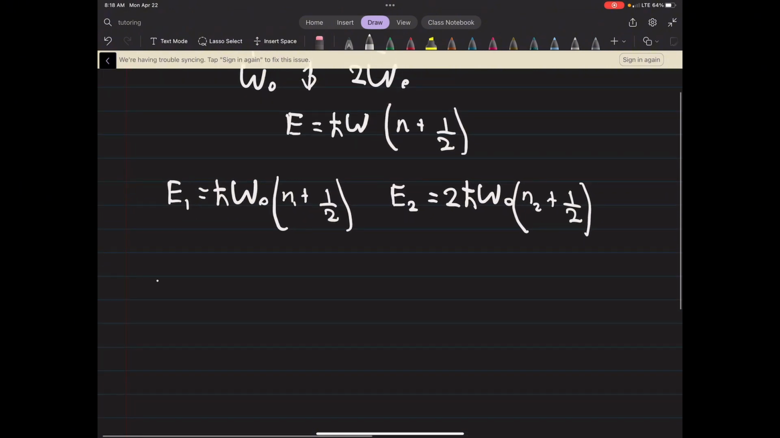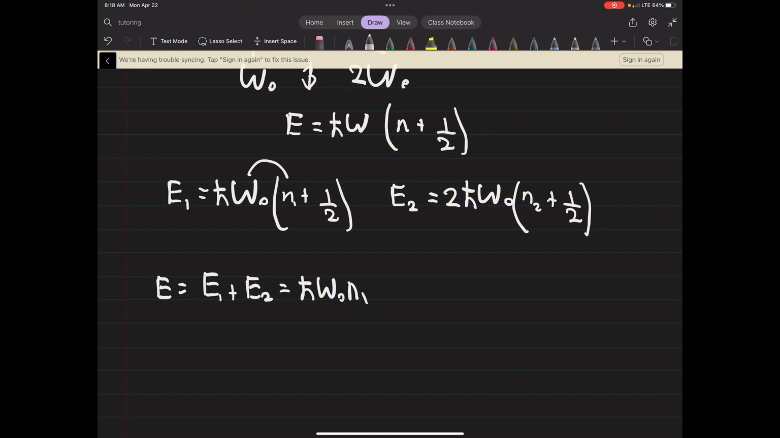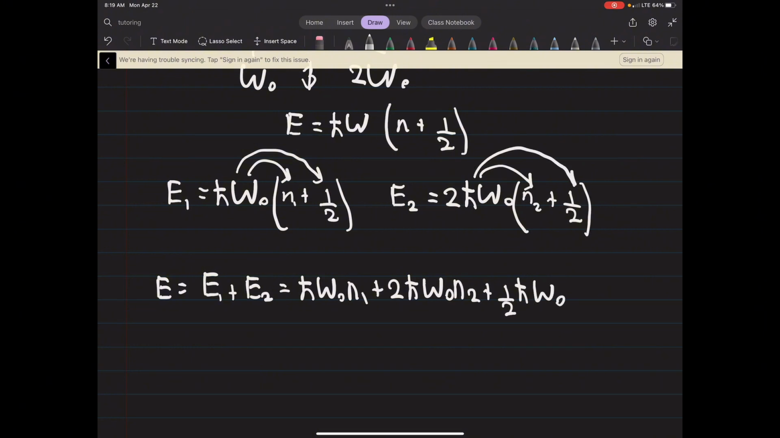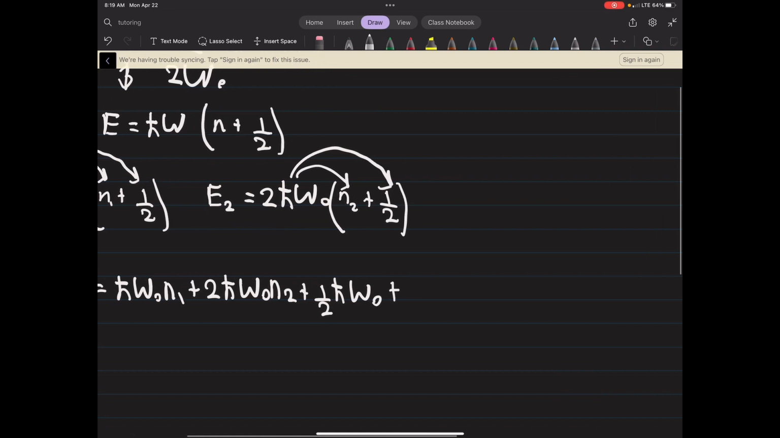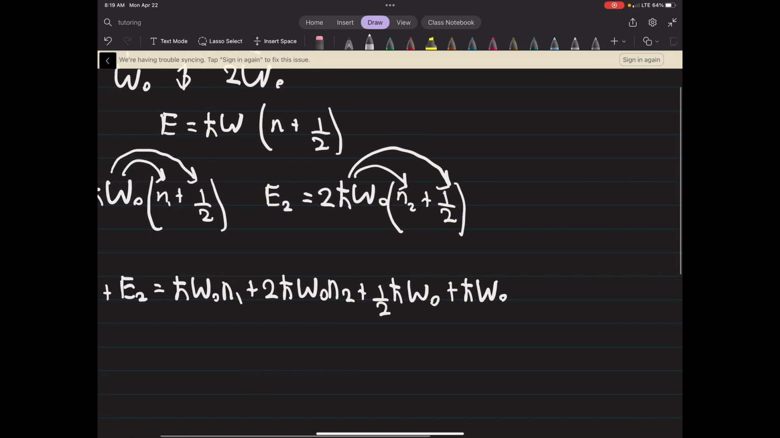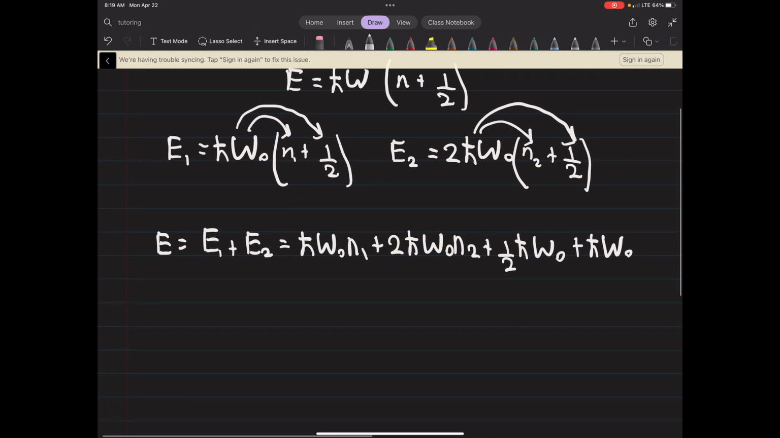So the total energy will be the sum of the two, so E1 plus E2, which is equal to h bar omega naught N1 from here plus 2 h bar omega naught N2 plus 1/2 h bar omega naught plus h bar omega naught.